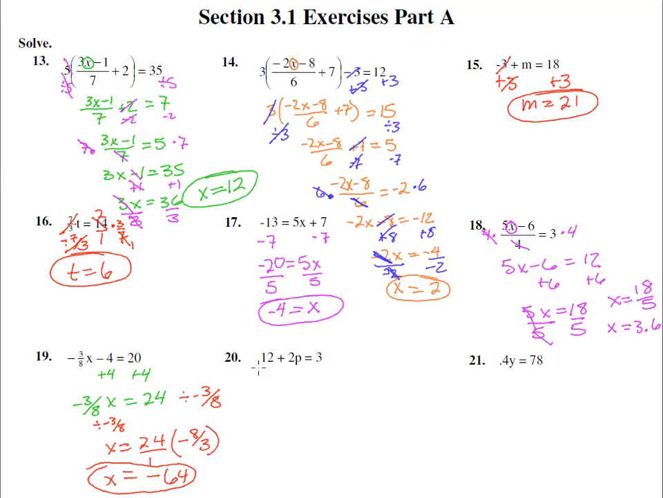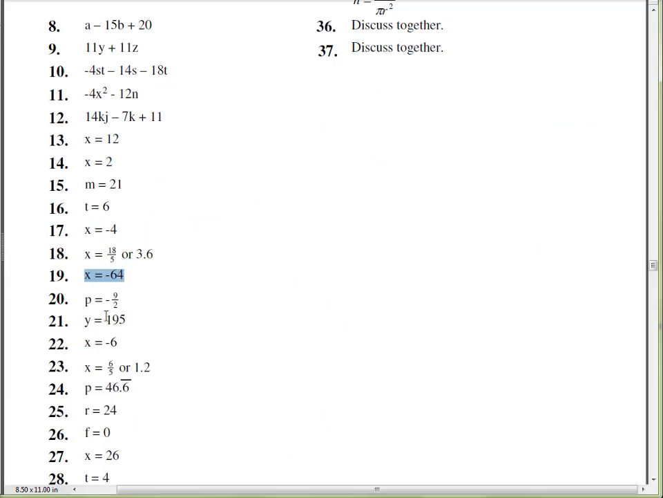Number 20. 12 plus 2p equals 3. So 12 plus 2p, we're trying to get p by itself. So timesing by 2, we're going to divide by 2, but we'll do that last because it's closest to the p. So subtract 12, and we get 2p equals 3 minus 12 is a -9. How do we undo timesing by 2? We divide by 2, and we get p equals -9/2. And let's check our answer. p equals a -9/2.